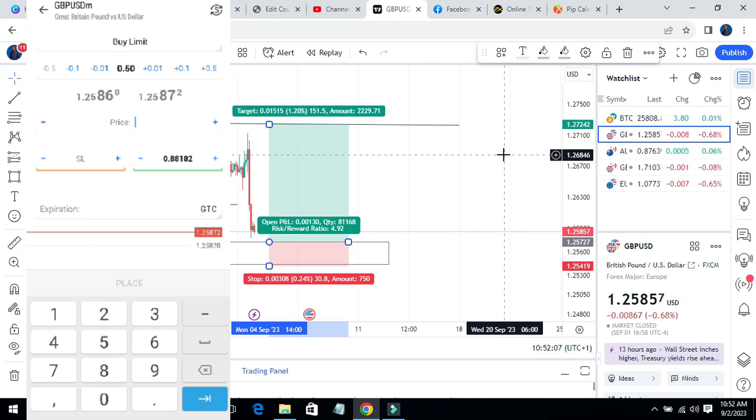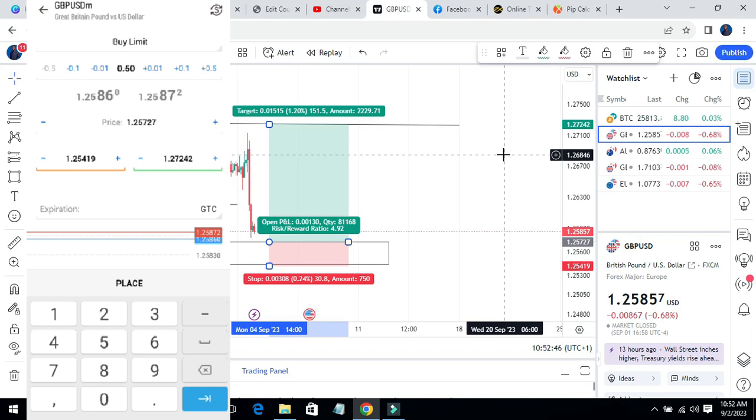So our entry point here is 1.25727. Our stop loss, where you see SL, we put 1.25219. Then you put your take profit. Your take profit is 1.27242. So this is how you set it. Once you have done it like this, you place the trade.